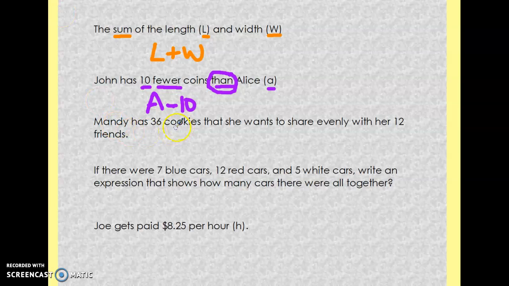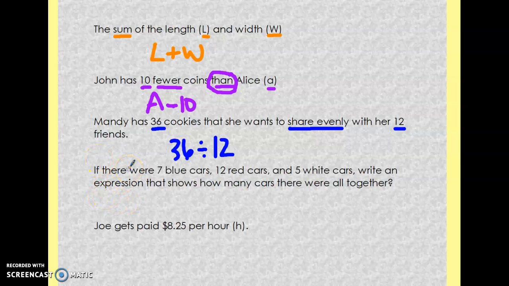All right, take a look at the next one. Mandy has 36 cookies. So we start with 36 cookies that she wants to share evenly with her 12 friends. So thinking about this one, sharing something evenly, we go to our keyword chart, or maybe hopefully you just know it. We're going to take it and split it to our 12 friends. We are looking at the operation of division. Again, you could use a division sign or you can use the fractional bar. Either is fine.